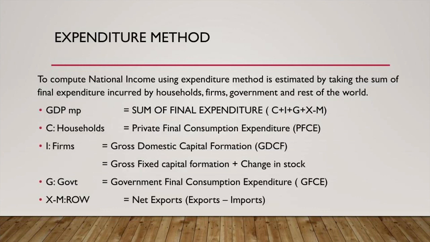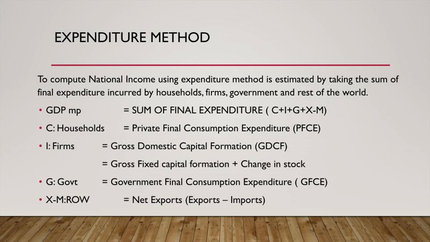The second method to compute national income is the expenditure method. In this method, national income is estimated by taking the sum of all final expenditure incurred by the economy from different sectors, namely households, firms, government and rest of the world. Here in this method, the GDP-MP is obtained by taking the sum of all the final expenditures incurred, that is C plus I plus G plus X minus M.